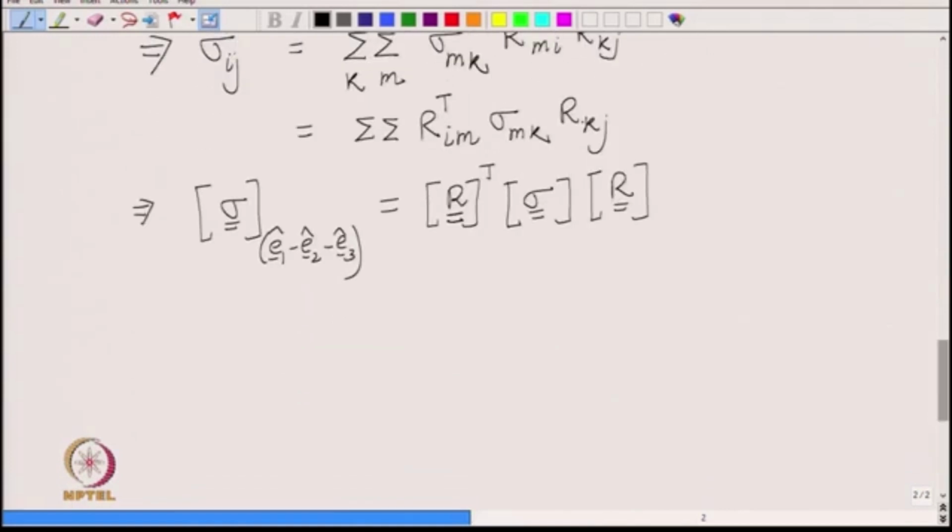All right. So, that is the matrix formula. You see, the matrix in the hat coordinate system is equal to R transpose sigma R, and all the three matrices here are in the E1, E2, E3 coordinate system. All right. So, that is how you can find out how the matrix form transforms from one coordinate system to the other coordinate system.